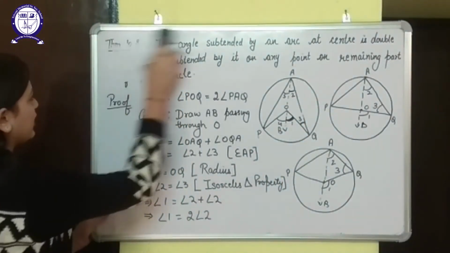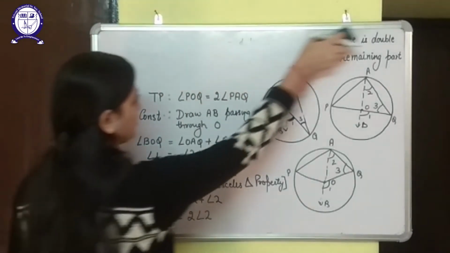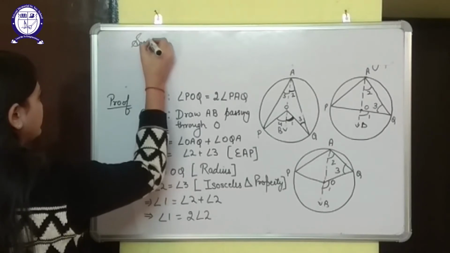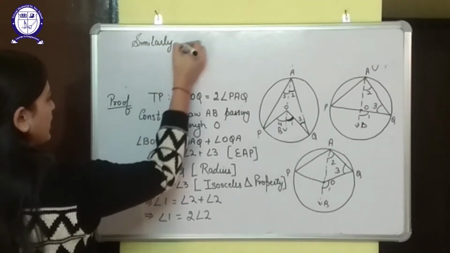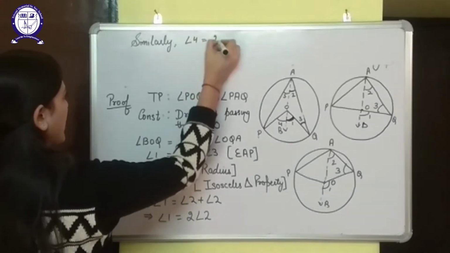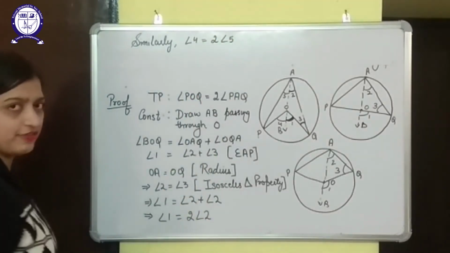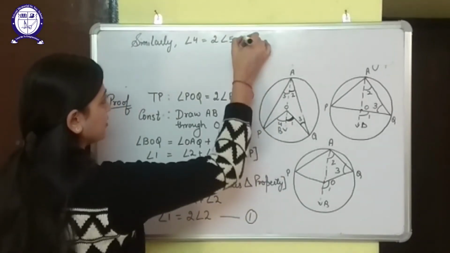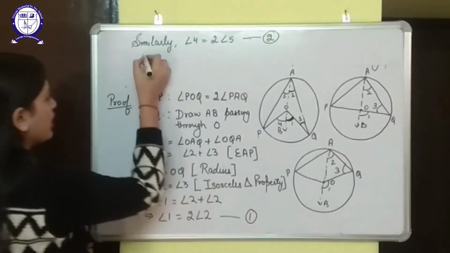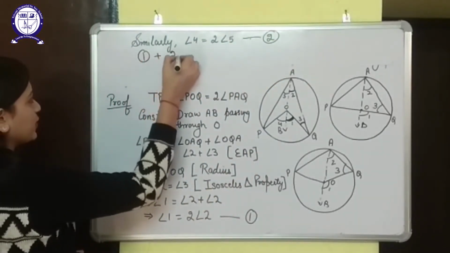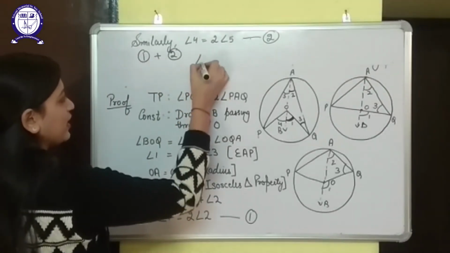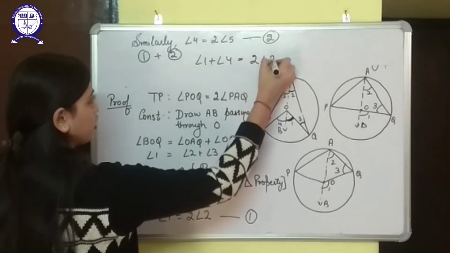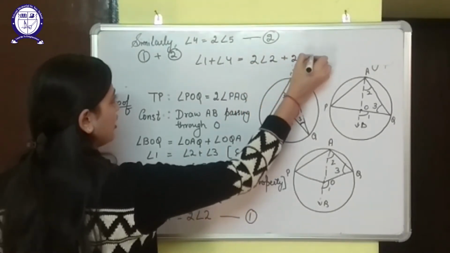Okay. So after that we can write, similarly, angle 4 is equal to twice of angle 5. Okay. Now this is my equation number 1 and this is my equation number 2. Add equation 1 and equation 2. So angle 1 plus angle 4 is equal to twice of angle 2 plus twice of angle 5.